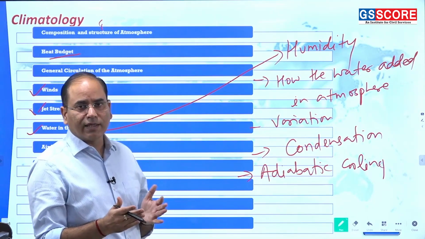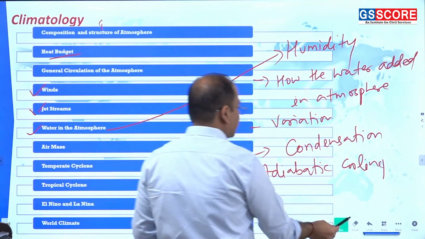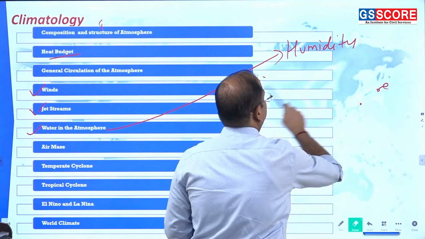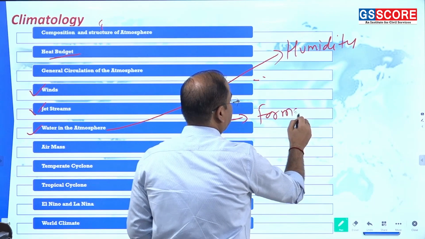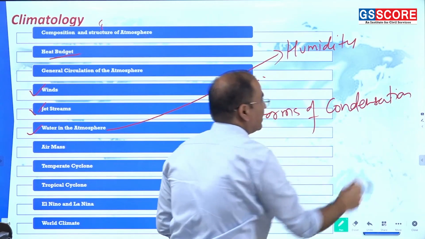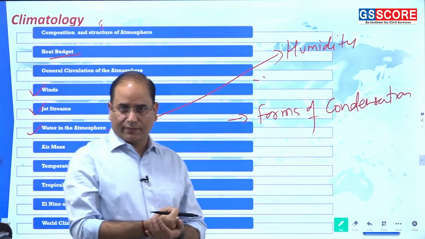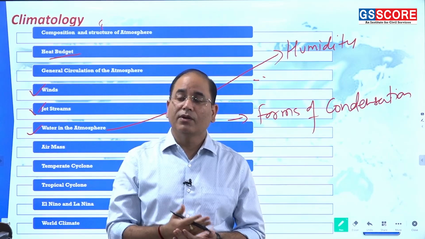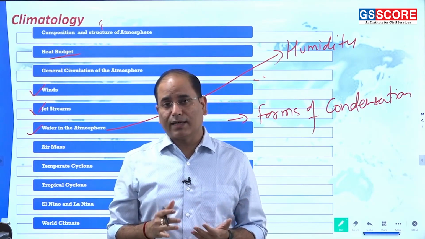When the condensation will take place, it will result into different forms. So you are supposed to study the forms of condensation. There are different forms of condensation which primarily depend on the dew point temperature. So depending upon the dew point temperature, there are two different forms of the condensation. Condensation also differs from place to place where the condensation is happening.